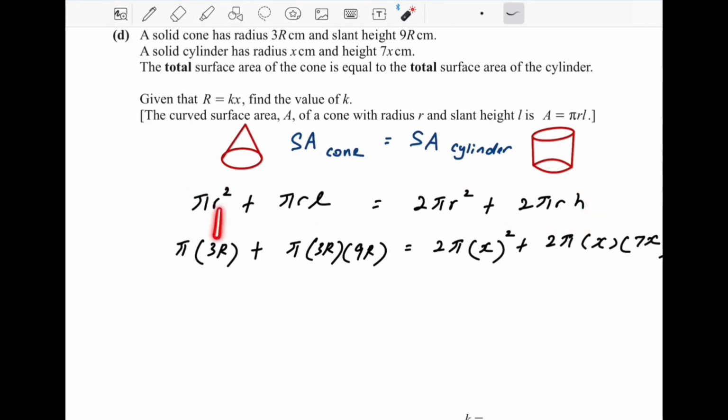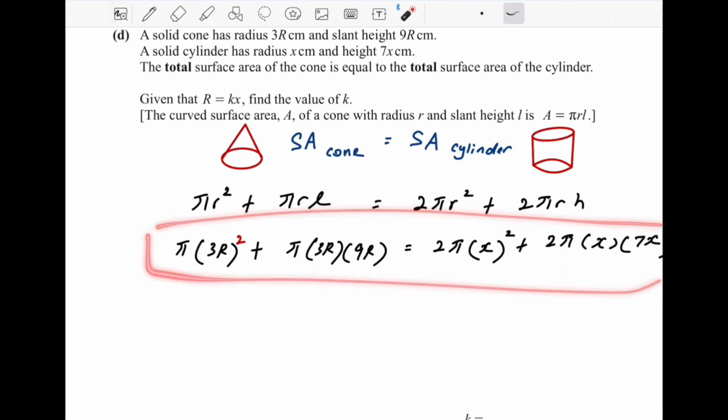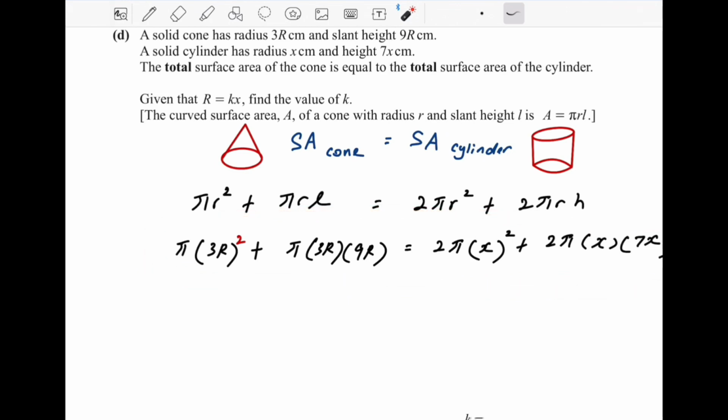And then you replace your r with 3r. Oh, there should be a square here. And r is 3r, l is 9r, r is x, h is 7x. Okay, that is your equation. Later I will show you how we simplify it. Okay, given that r equals kx, find the value of k.